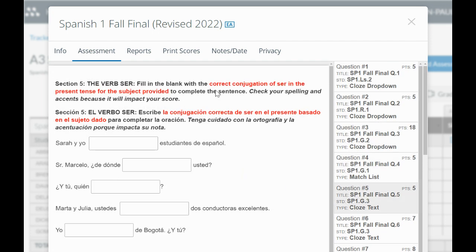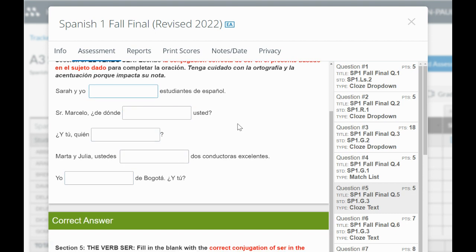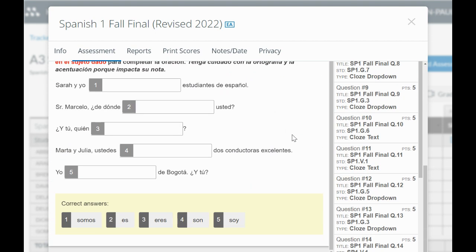Question 5. Fill in the blank with the correct conjugation of ser in the present tense for the subject provided to complete the sentence. Check your spelling and accents because it will impact your score. These are all forms of the verb ser according to who's doing the action. Make sure you have the correct conjugation of the verb ser in those.